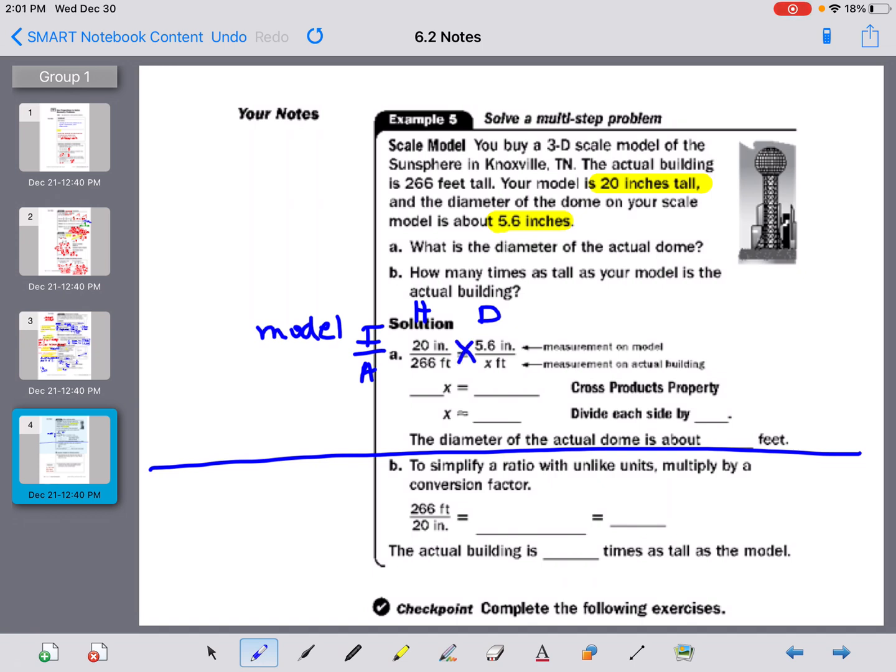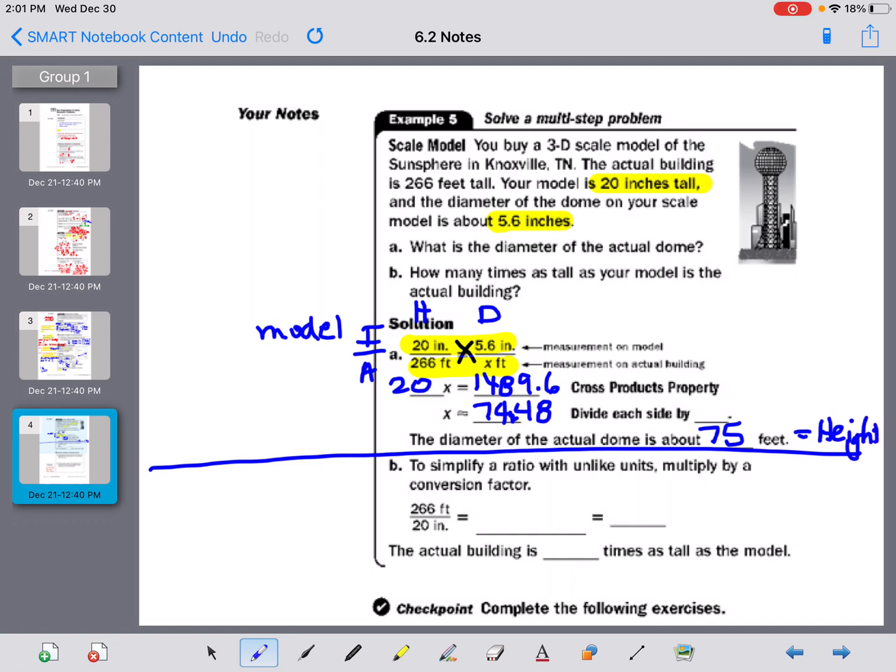All right, multiplying here. And by the way, it's okay if our units aren't the same, as long as going across I'm inches and going across I'm feet. I'm good, and I need to know that my final answer will be in feet. Okay, so my extremes, 20 times x is 20x. 266 times 5.6 is 1,489.6. Divide that by 20, and I get about 74.48. I'm going to round it to about 75 feet tall, okay?